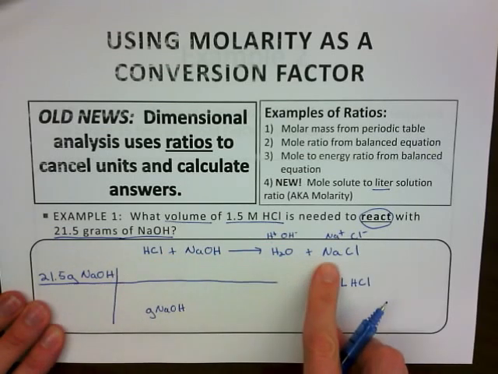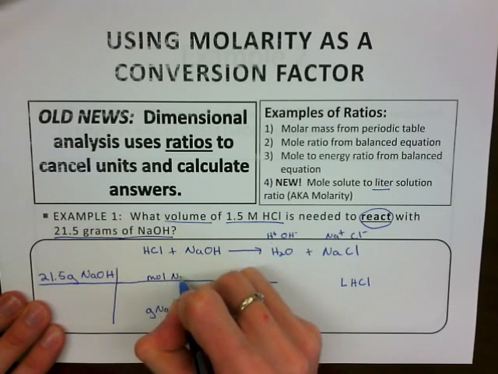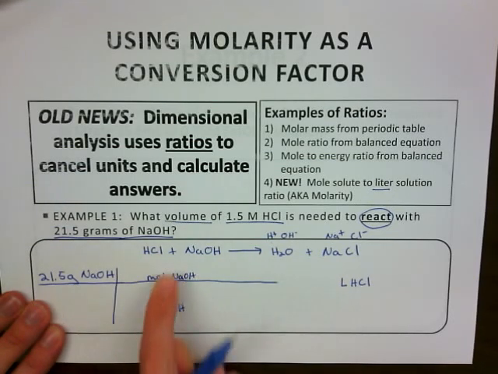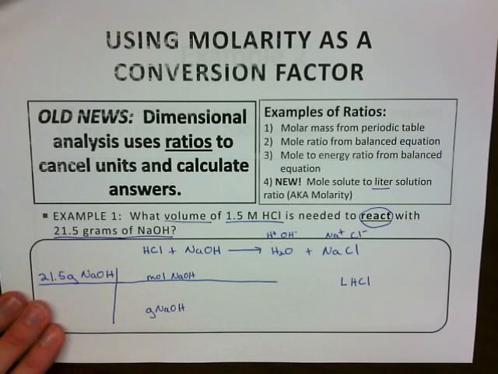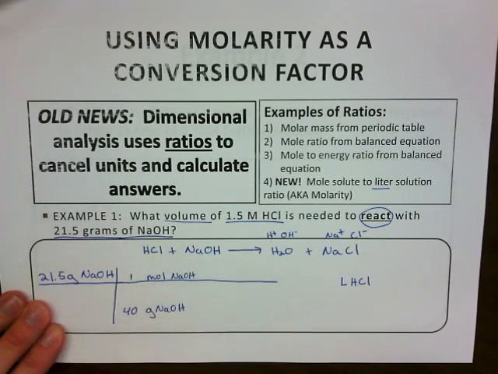To be able to use my balanced equation, my reaction, I need moles of sodium hydroxide. This ratio right here should look familiar as your molar mass. I look up on the periodic table and I find sodium to have a molar mass of approximately 23. Oxygen is 16. Hydrogen is 1. So if you add that all together, you get 40 grams per 1 mole.